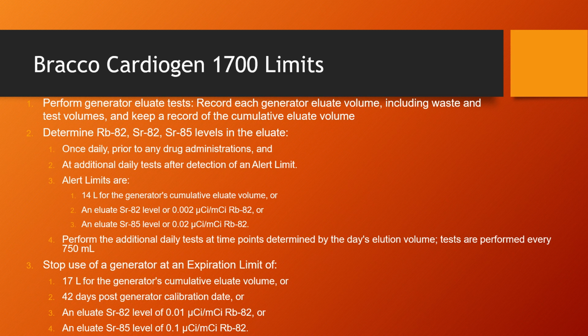have not been exceeded. Now, the absolute stop use of the generator is if 17 liters of saline have been washed over the column, it's been 42 days since calibration, the eluate strontium-82 exceeds 0.01 microcuries per millicurie of rubidium, or the strontium-85 level exceeds 0.1 microcuries per millicurie of rubidium. So if any one of those four conditions is met, then the generator is expired and you cannot use it at all.